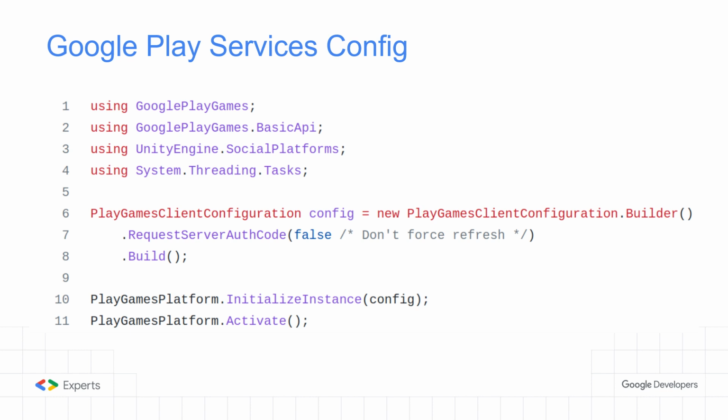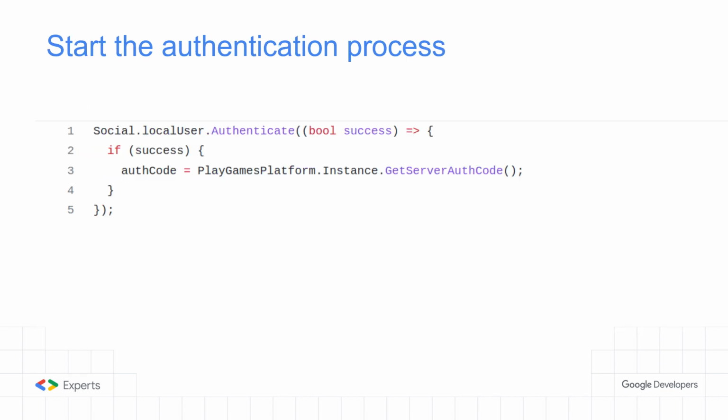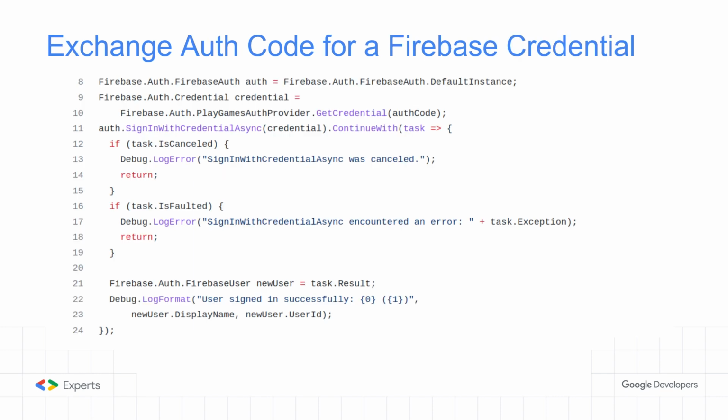The first step is to initialize our provider and activate it as shown in this code snippet. And then, whenever the user wants to sign in, we call this authenticate method, and if it is successful, we'll receive an authentication code. We can then exchange this code for a Firebase credential. And once that's done, our user should now be signed in.